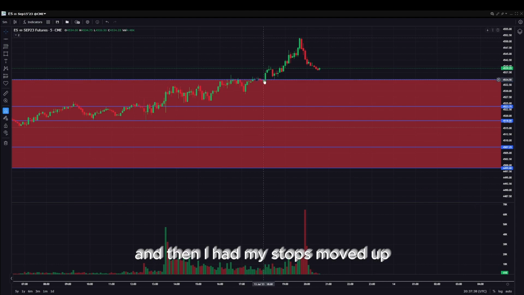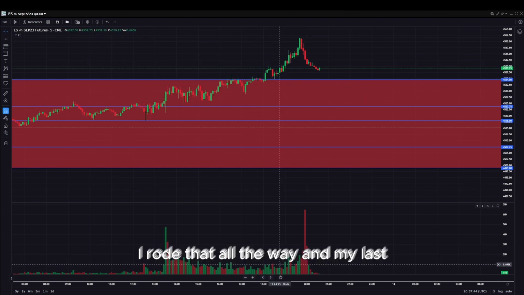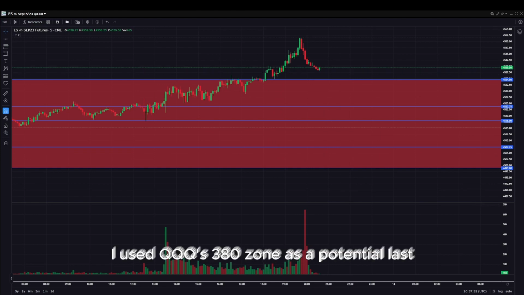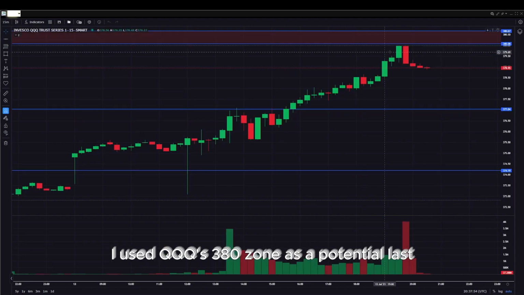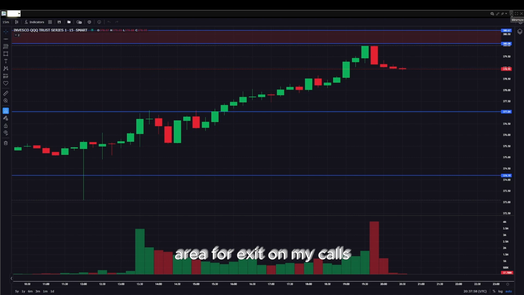And then I had my stops moved up right to the top of the zone. As you can see, we continued. I rode that all the way. And for my last target for my contracts, I used QQQ's 380 zone as a potential last area for exit on my calls.